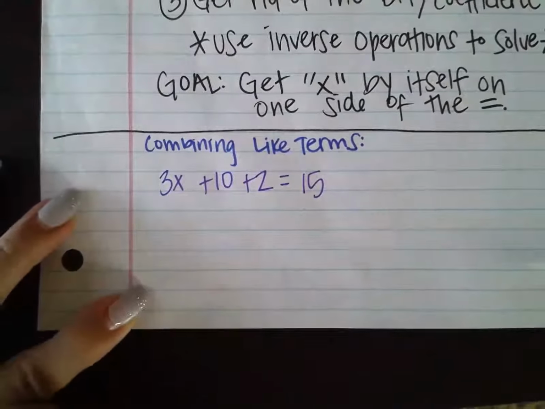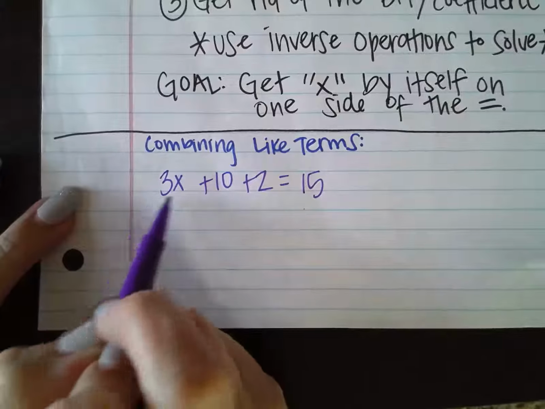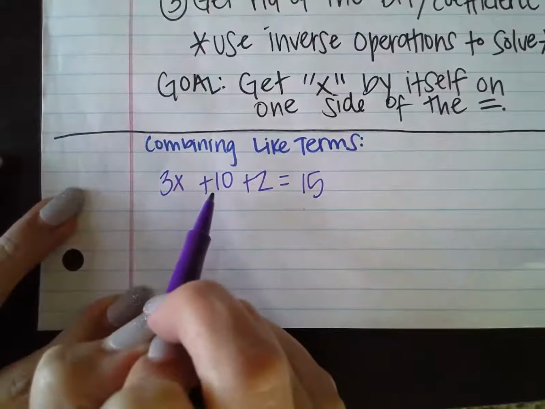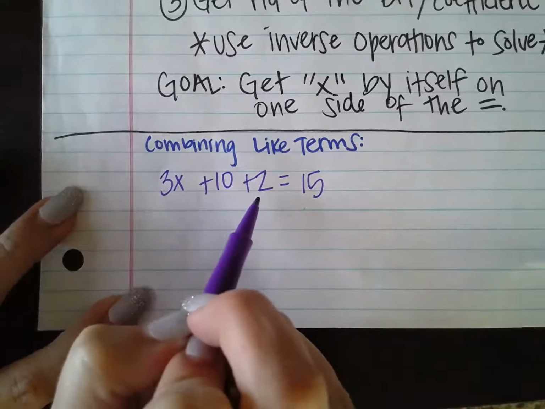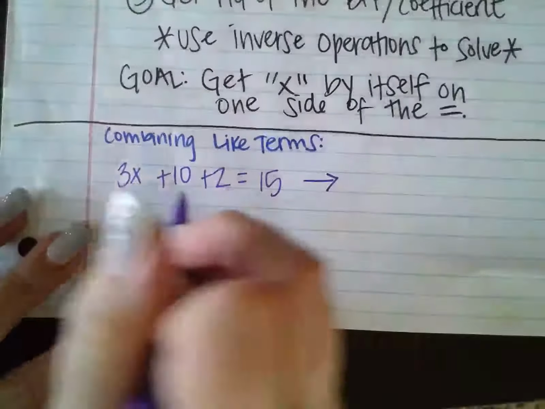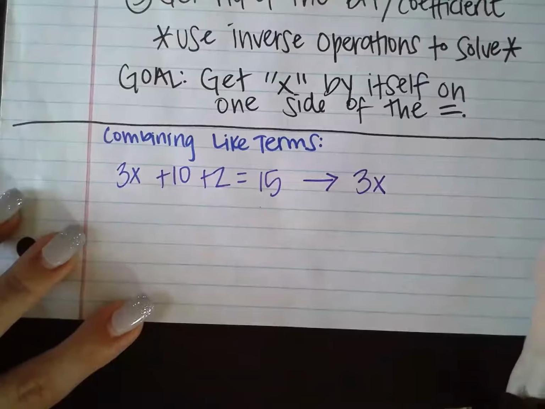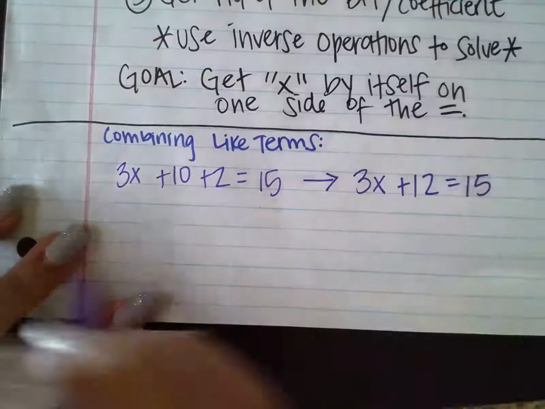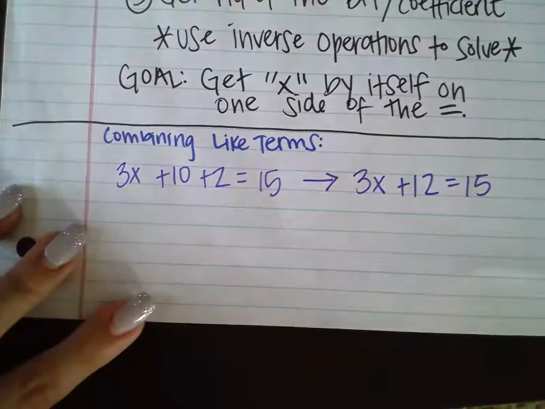Okay, so in this example, we don't have any other terms with x other than 3x, but we do have two constants in this particular problem. We have 10 and 2. So we can combine these constants by adding them together based on the way the expression says. So this equation is equivalent to 3x plus 12 equals 15. So this is a way of combining our like terms of constants.